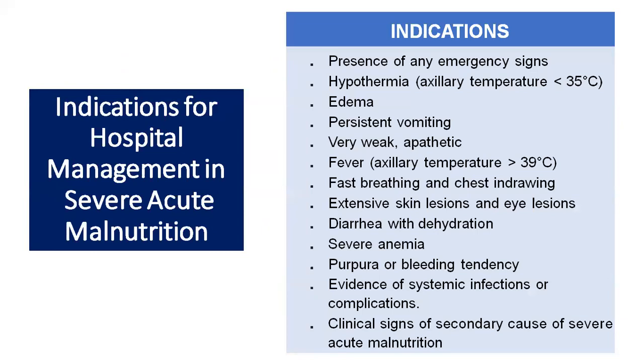What are the indications for hospital management in cases of SAM? Presence of any emergency sign, hypothermia, edema, persistent vomiting where the patient is not able to retain anything, feeling very weak or apathetic, fever more than 39 degrees centigrade, fast breathing or chest indrawing, extensive skin lesions and eye lesion, dehydration, diarrhea with dehydration, severe anemia, purpura or bleeding tendency, and evidence of systemic infection complications.